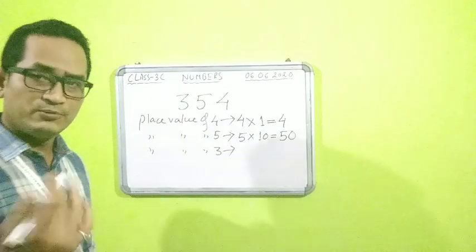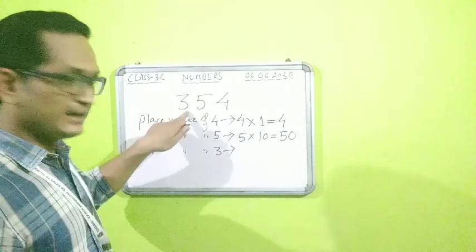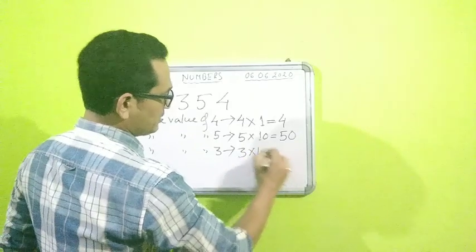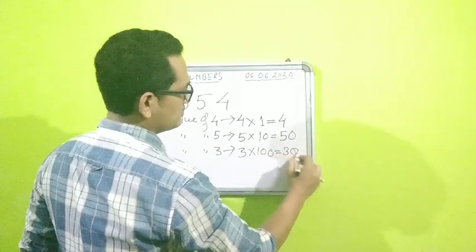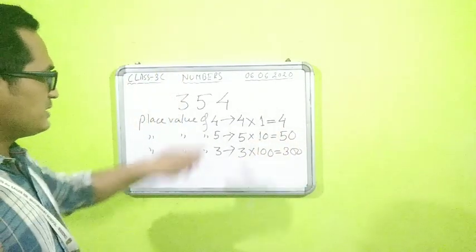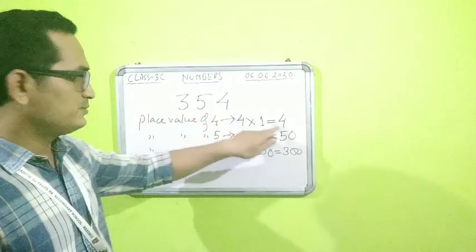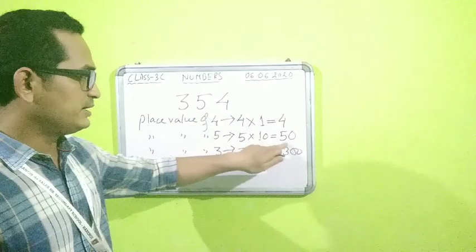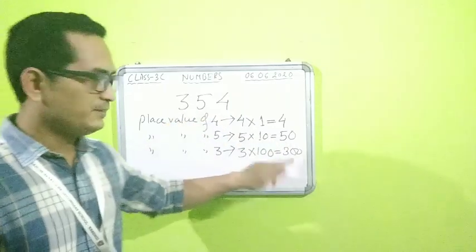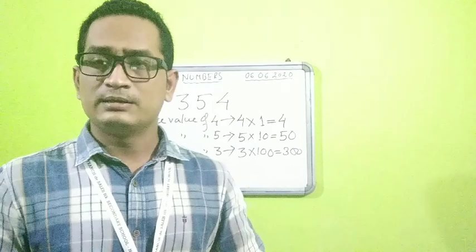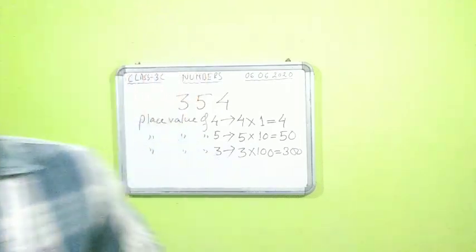And finally, if I have to find out the place value of 3, where is 3 sitting? 3 is sitting at the hundreds place. So I have to multiply 3 into 100, and that will be how much? 300. So students, you can see we already got the place value of all these digits: 4 is 4, 5 is 50, and 3 is 300. You have already learned this part till last year also.